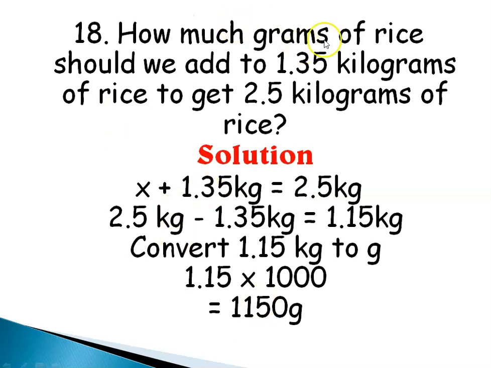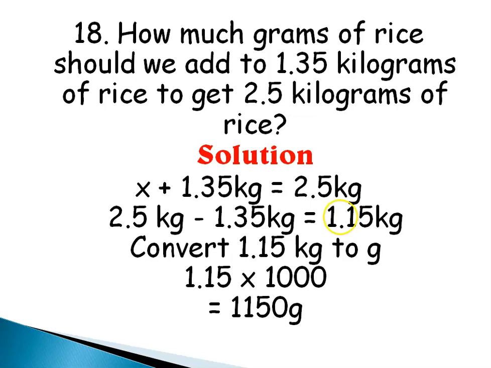Question 18. How many grams of rice should we add to 1.35 kilograms of rice to get 2.5 kilograms of rice? I don't know, so let me call it X. If I say X plus 1.35 kilograms will give me 2.5 kilograms, then to get the value of X, I'll just say 2.5 kilograms minus 1.35 kilograms, as if we are collecting like terms. 1.35 comes here, and X will be left here. So 2.5 kilograms minus 1.35 kilograms will give me 1.15 kilograms.